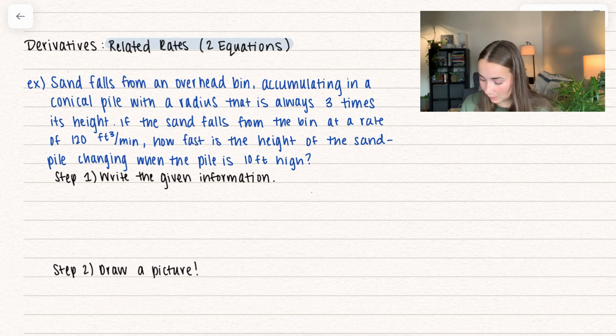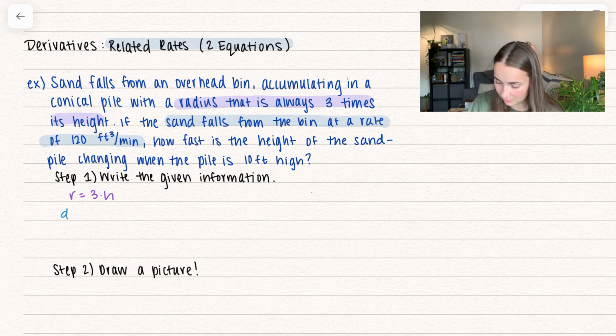So first we are going to write out the given information, so what's important. First we have that the radius is always 3 times its height. So if I write that out with an equation, I get radius is equal to 3 times height. Next, we have that the sand falls into the bin at a rate of 120 feet cubed per minute. So actually the notation feet cubed per minute is going to give you a hint. This is going to be the rate of change of the volume. So when I write that out, it's going to be the derivative in terms of time of the volume, or volume prime, however you like to write it, and that's going to be equal to 120.